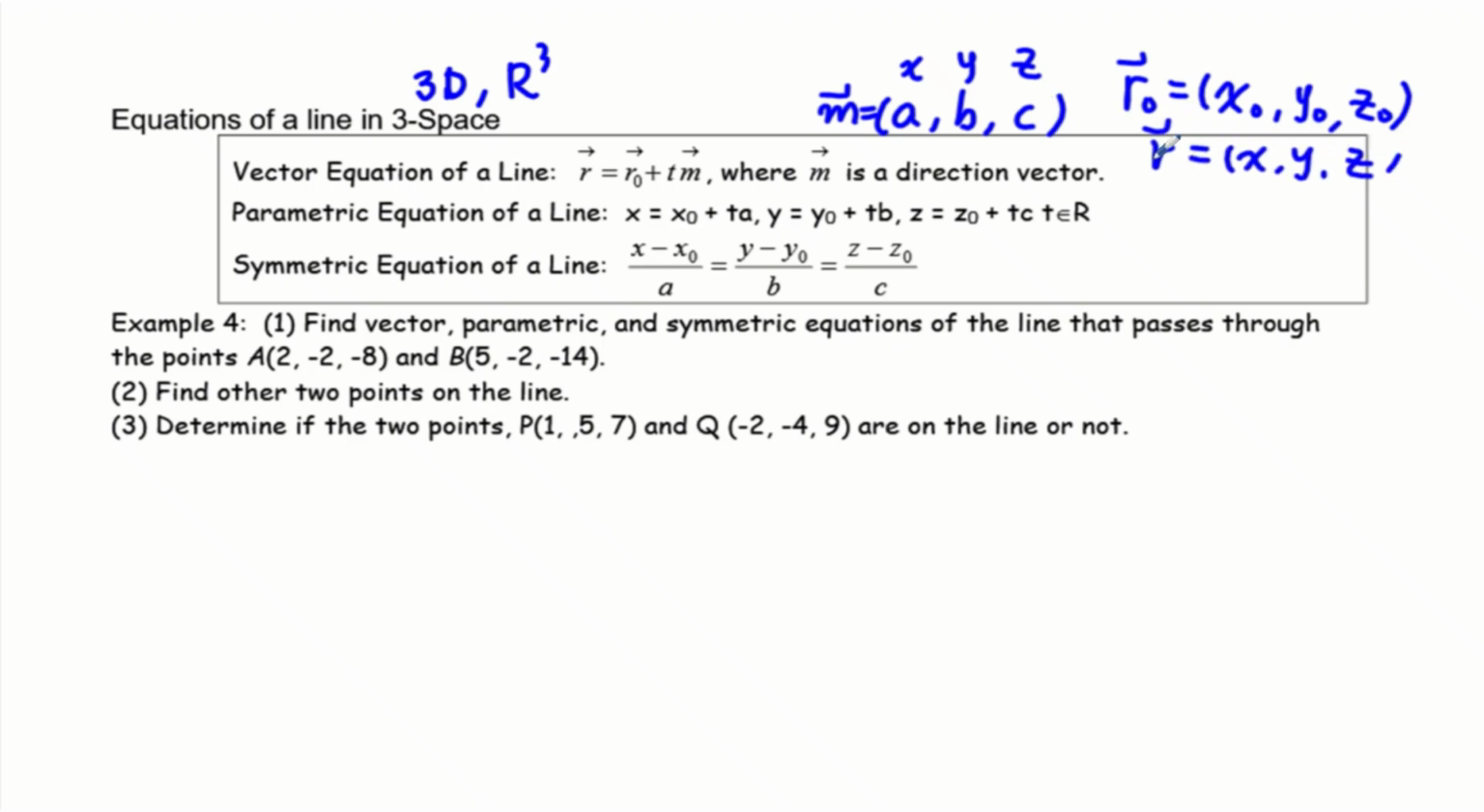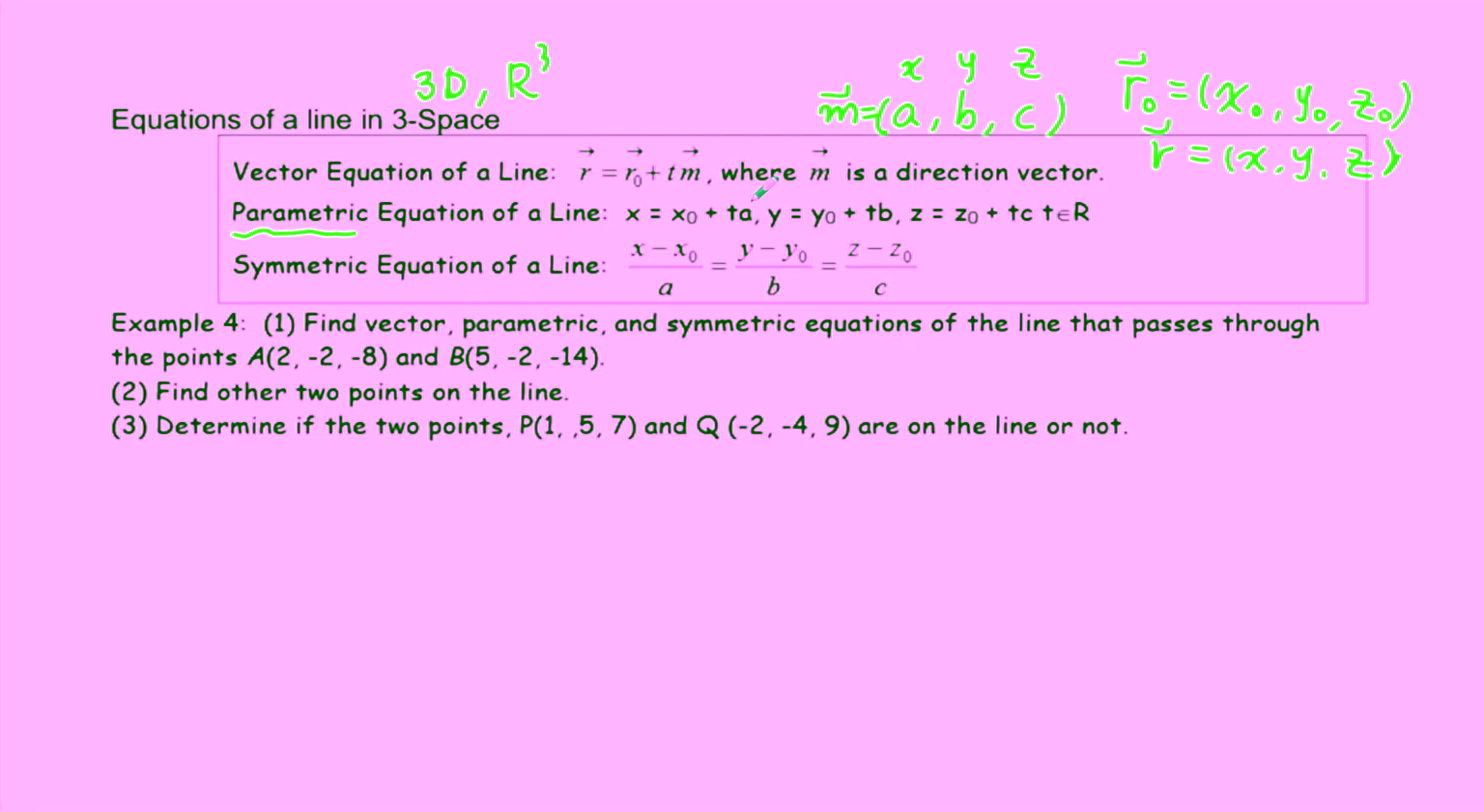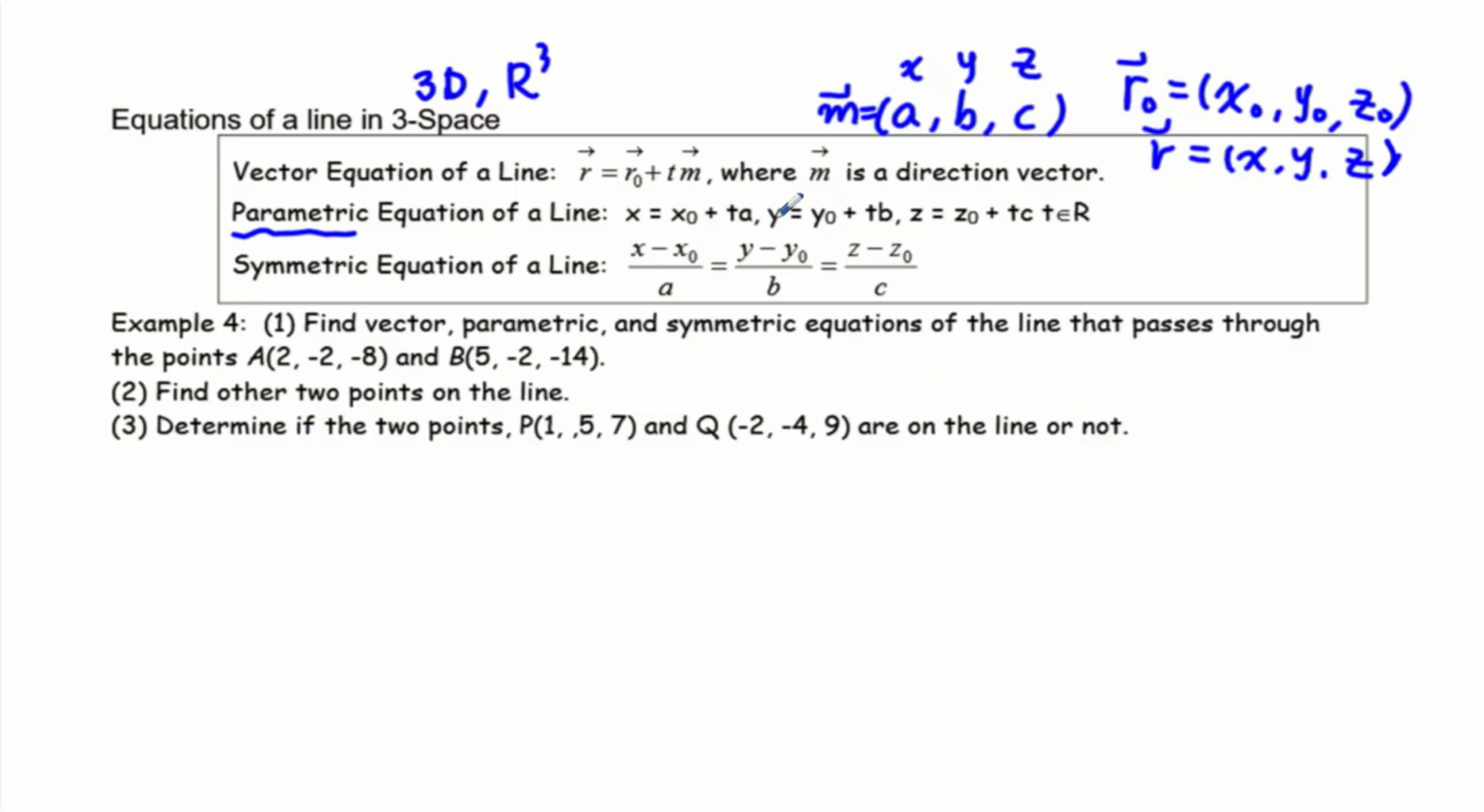So we write x equals x0 plus t times a, y equals y0 plus t times b, and z equals z0 plus t times c. This is just expanded in component vector form. Then you have the parametric equation of a line in 3 dimensions. And the symmetric equation is just solving for t: x minus x0 divided by a, y minus y0 divided by b, z minus z0 divided by c, all equal to t. Then you have the symmetric equation of a line.